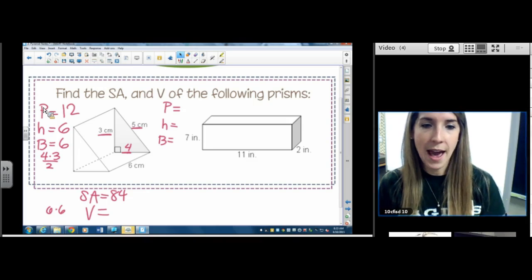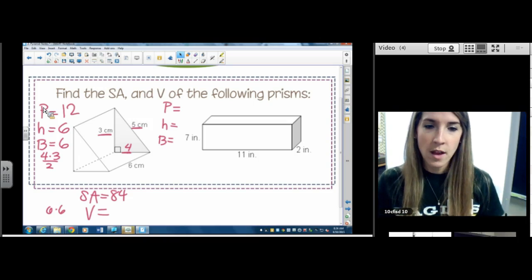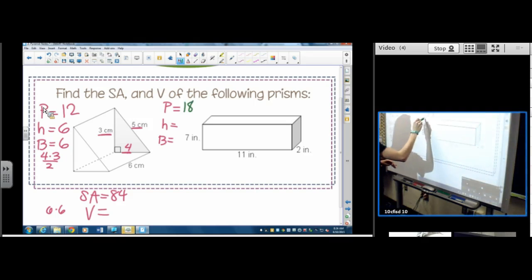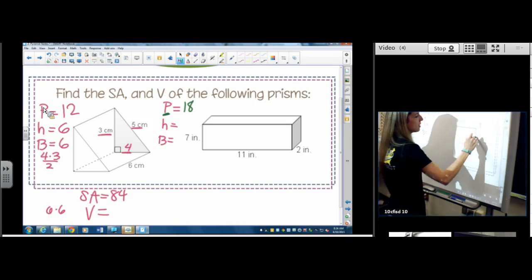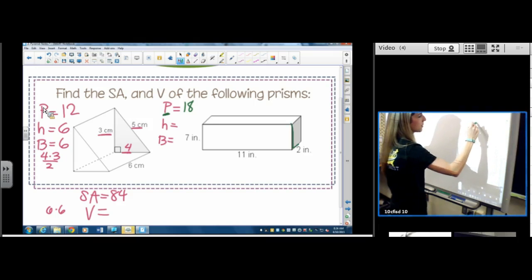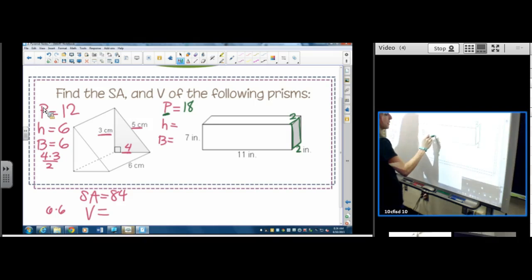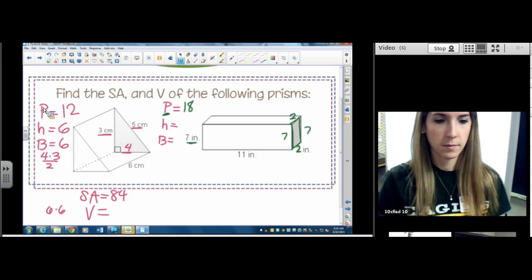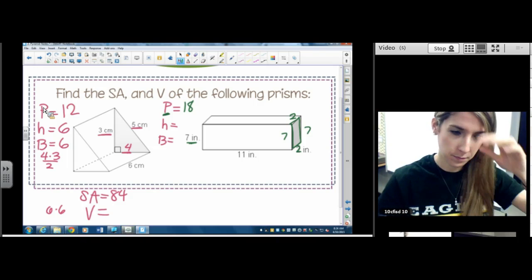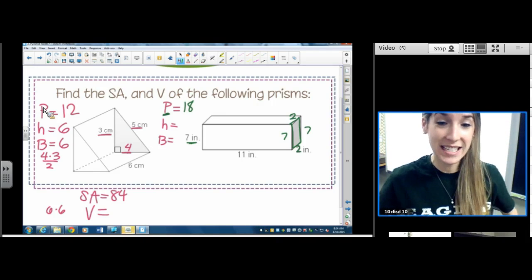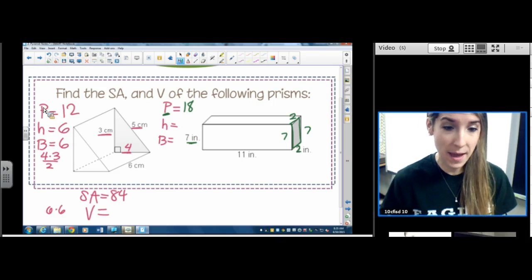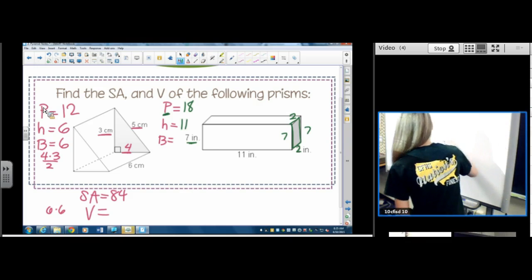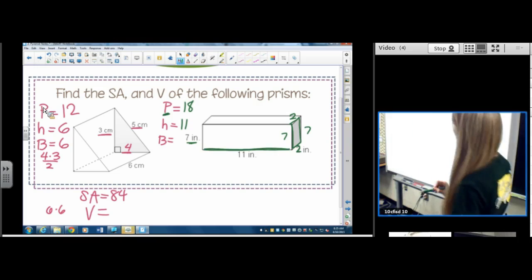So, Abby, what would be capital P for number 2? Capital P for number 2 is 18. So, remember, capital P stands for perimeter of the base. The shaded one is our base, so we're simply adding 2 plus 2, grab this number over here, plus 7 plus 7. Okay, the height of this prism is not 7 because the shaded one is the base. There you go. The height of the prism is 11 because the height is whatever connects the base to the base, the shaded to the other one that's congruent to it.